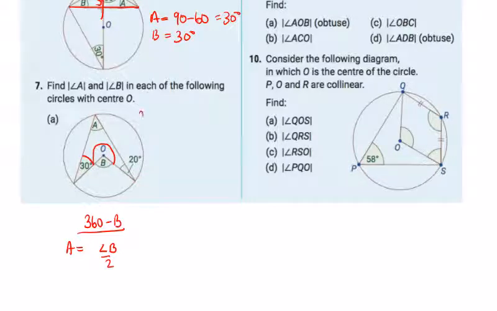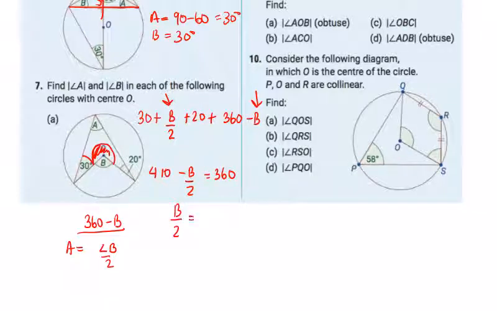So we have 30 plus A, which is B over 2, plus 20 plus the angle that we started with, this one, which is 360 minus B. So we have 410 minus B over 2. We have a full B and a half a B, so we've minus a half. That's equal to 360. So B over 2 is equal to 50 if I bring the 360 across. So B is 100, which means that A must be 50. So getting one angle in terms of the other angle here will help you do this question.